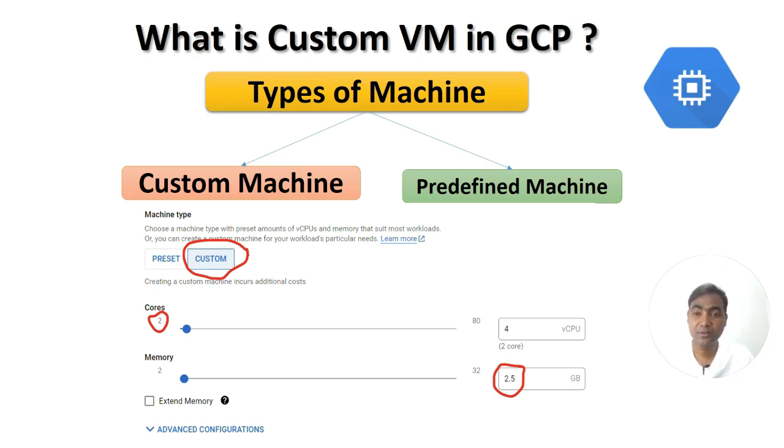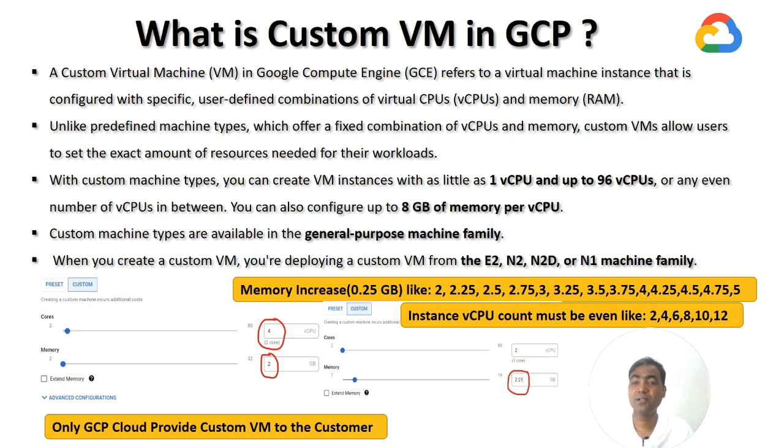or your project requirement. As you can see here, a custom virtual machine in Google Compute Engine refers to a virtual machine or a server that is configured with a specific user-defined combination of virtual CPU or vCPU and memory like RAM. Unlike predefined machine types which offer a fixed combination of vCPU and memory, custom VMs allow users to set the exact amount of resources needed for their workload or their project requirement.